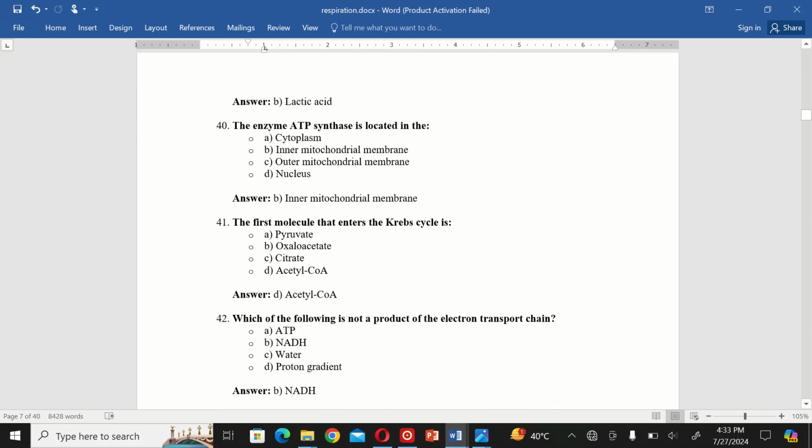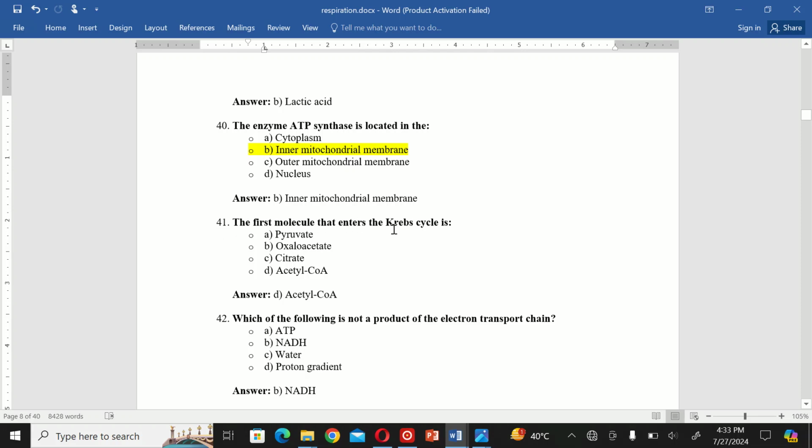The enzyme ATP synthase is located in the A. Cytoplasm, B. Inner mitochondrial membrane, C. Outer mitochondrial membrane, and D. Nucleus. So the correct option is B, inner mitochondrial membrane.